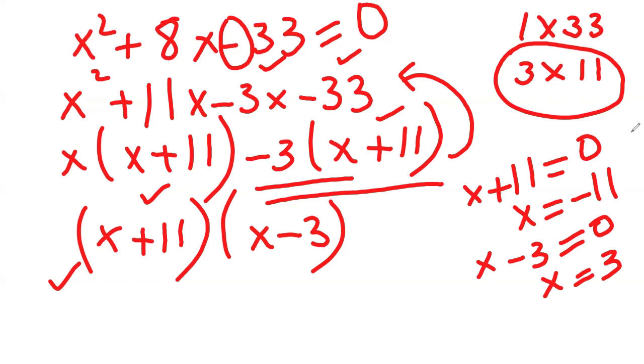Now, how to verify your answer? You have to substitute x is equal to negative 11 and x is equal to positive 3 in the question. Then the question will be satisfied. You are going to get a 0. It means that yes, your answer is correct and you have made the correct factors. Now let's take another question.